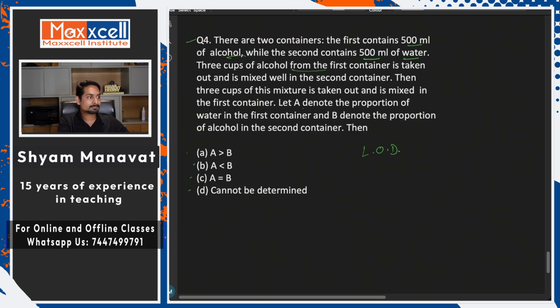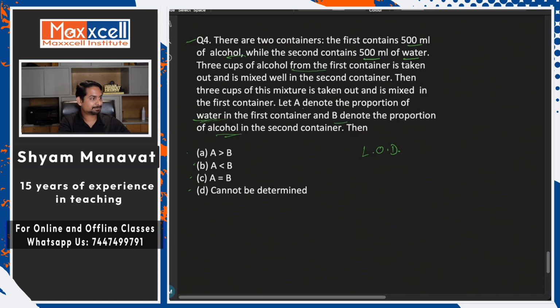Let A denote the portion of water in the first container. That's quite amazing, because in the second step you take 3 cups, the same amount you put in the second container, and since it's a homogeneous solution of alcohol and water, it will be mixed well. And then you put it in the first container. In the first container also you will have some amount of water. And B denotes the portion of alcohol in the second container after this operation. Then A and B we need to compare.